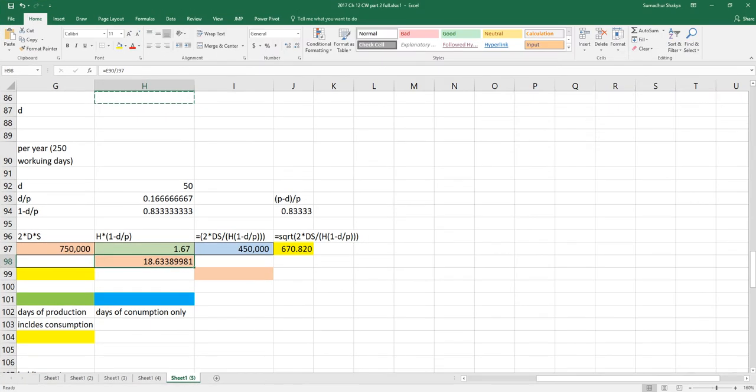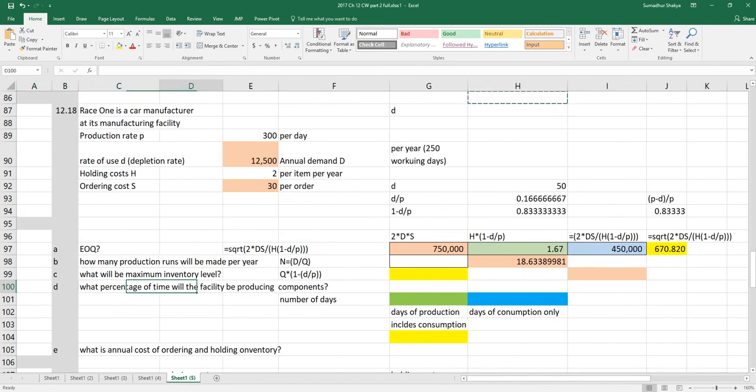The next thing we are asked is the maximum level of inventory reached, which would be Q times 1 minus D by P. So even though they produced 670 units, the maximum inventory level reached was only 559.